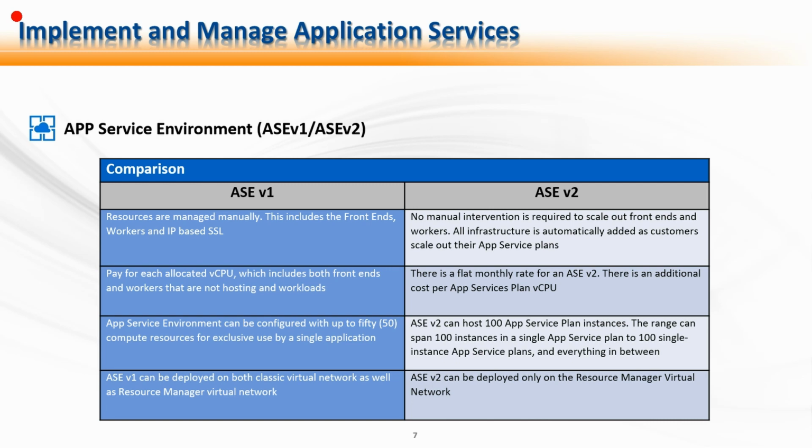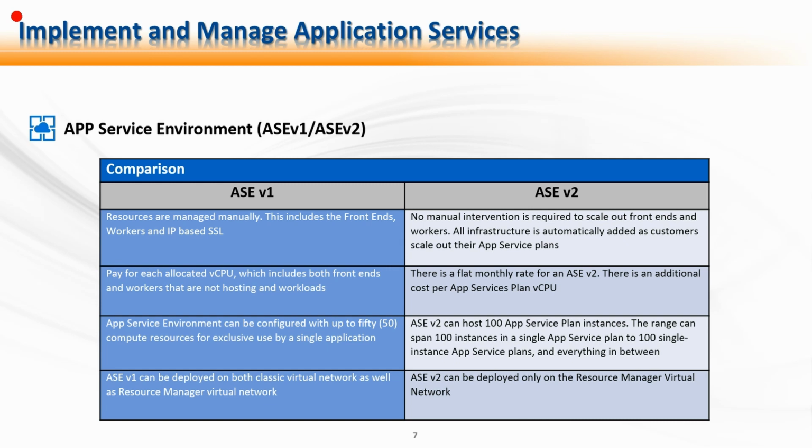So for ASE v1, the resources are managed manually. This includes the front ends, the workers, and the IP-based SSL, whereas for ASE v2, no manual intervention is required to scale out the front ends or the workers. The front ends are the ones that receive the HTTP or HTTPS requests, whereas the workers are the actual apps. All the infrastructure is automatically added as customers scale out their app service plans.